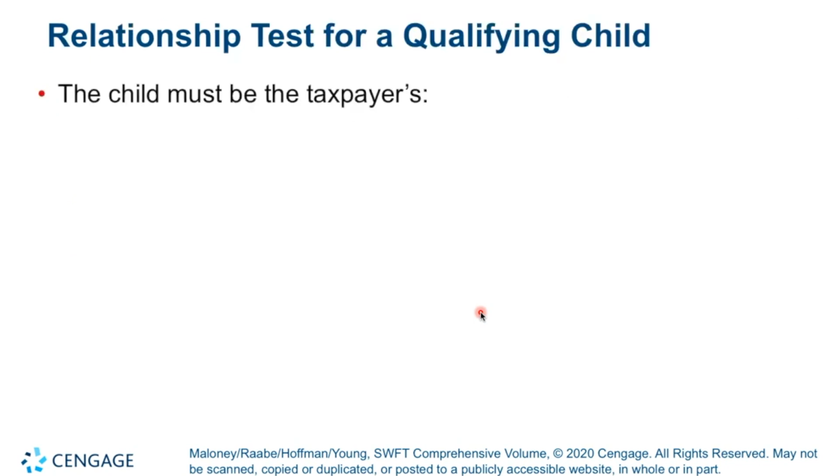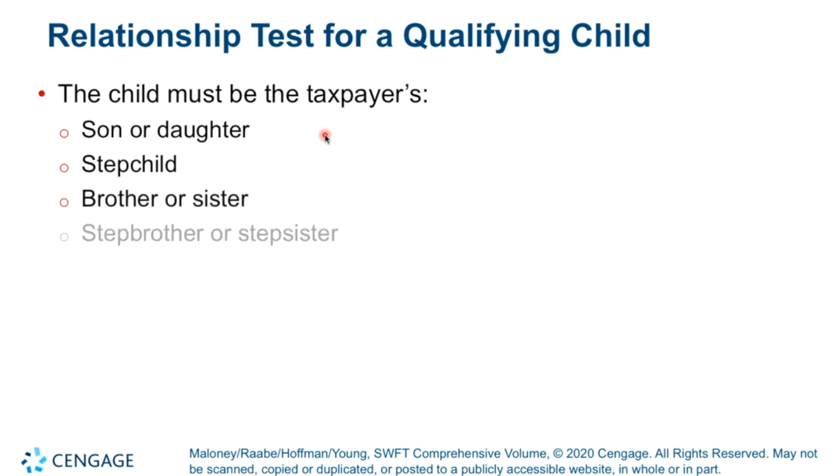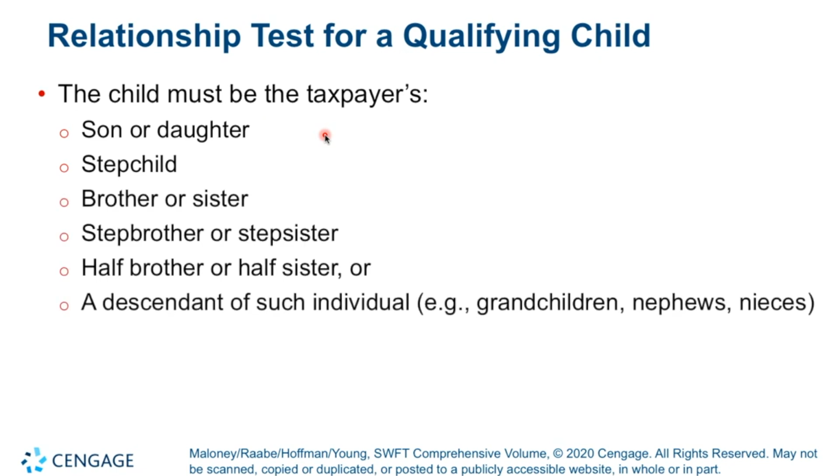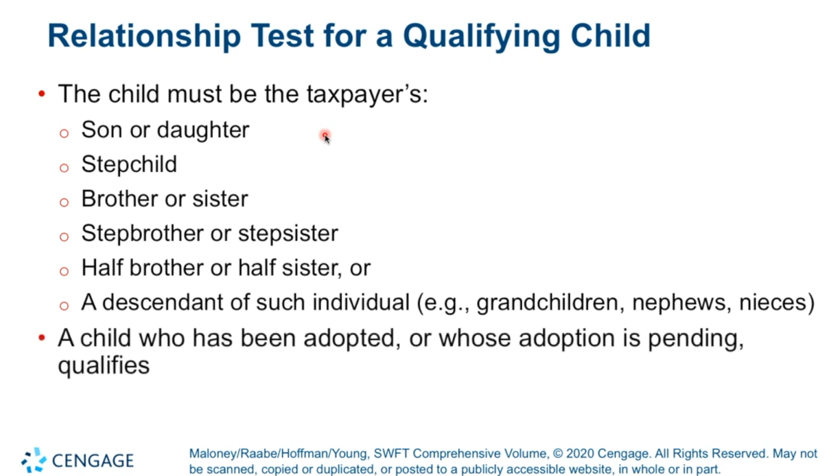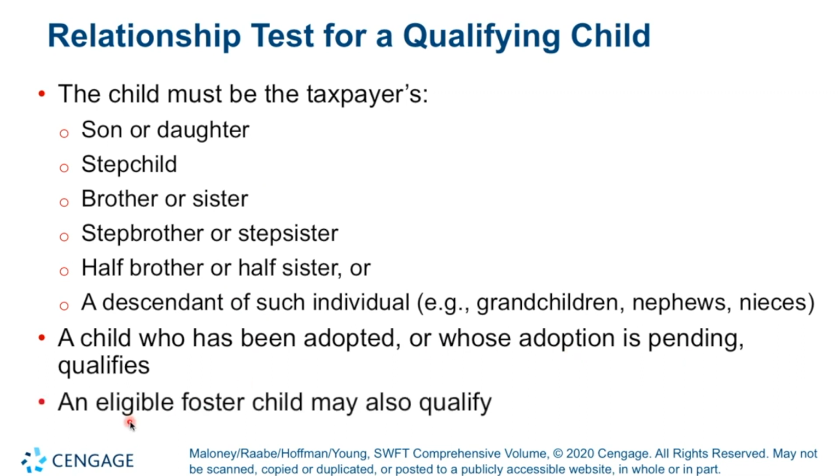So the relationship test, that's our first test. For the qualifying child, the child must be the taxpayer's son or daughter, stepchild, brother or sister, stepbrother or stepsister, half-brother or half-sister, or a descendant of any of those individuals, so a child of any of those individuals. A child who's been adopted or whose adoption is pending also qualifies. An eligible foster child may qualify, but they must be court-ordered foster.